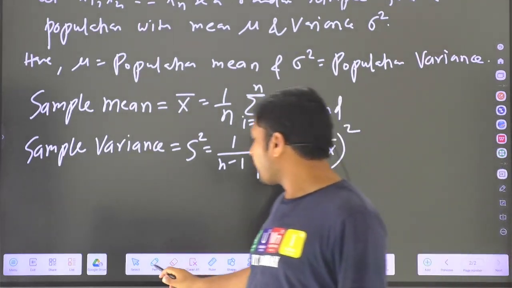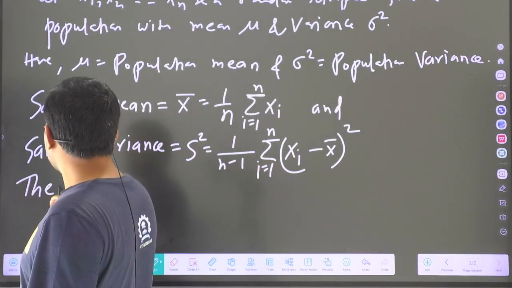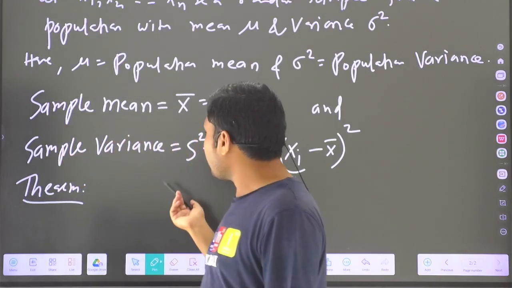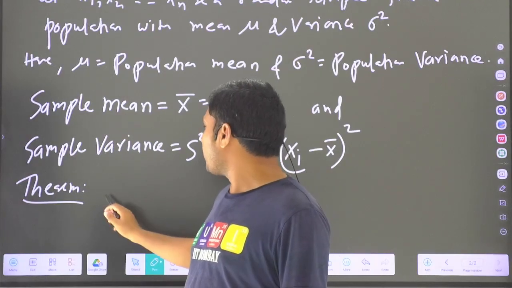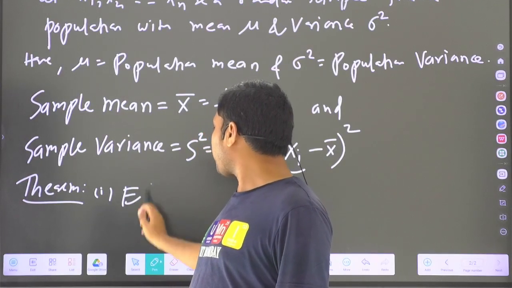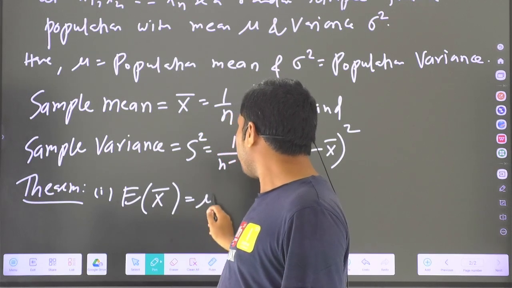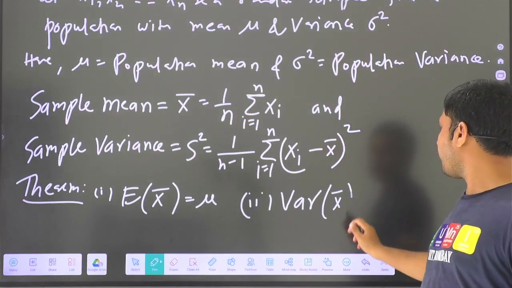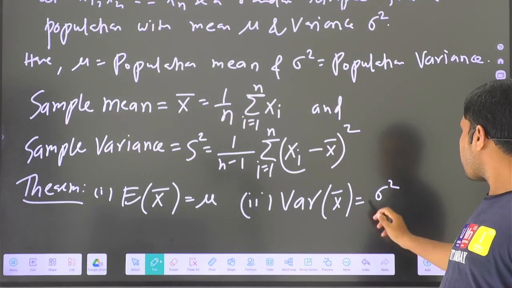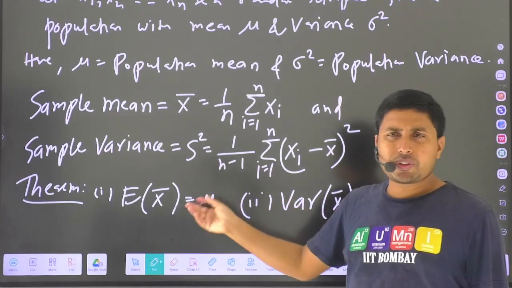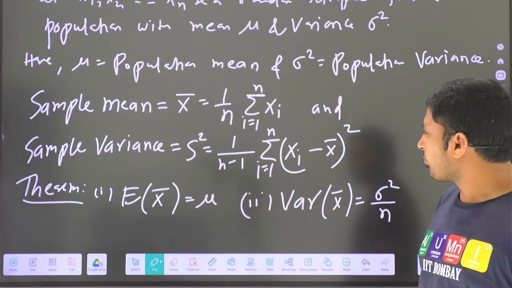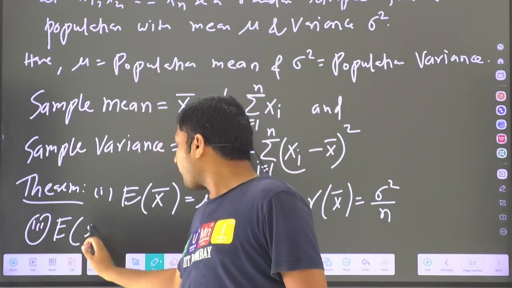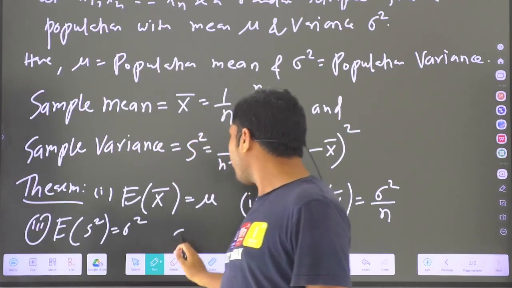Further, I can write a theorem or properties. You can find that the expectation of x bar is mu. If you find the variance of x bar, you will get sigma square by n. It's very easy to calculate, just a simple algebraic calculation. And third, the expectation of s square is sigma square.